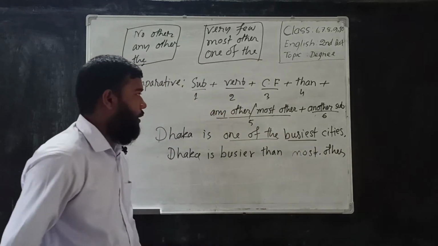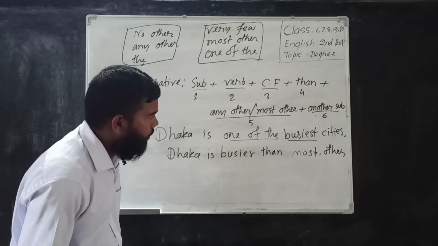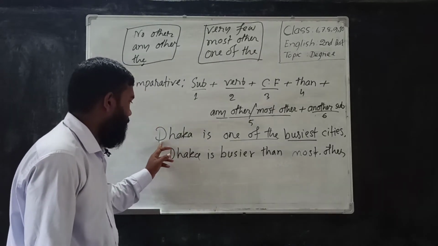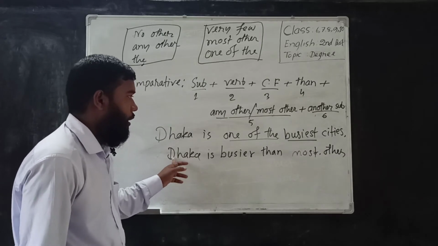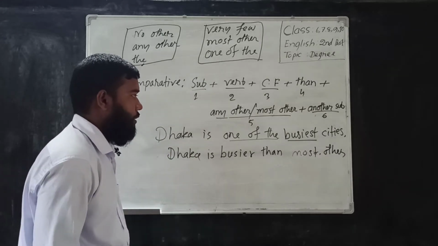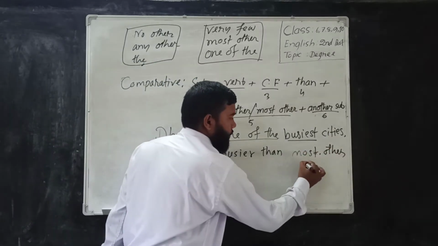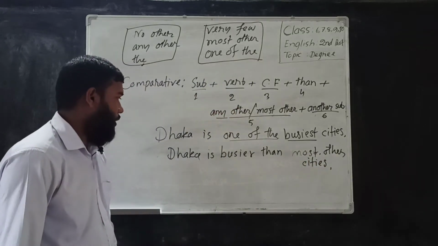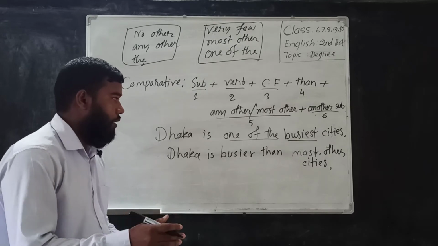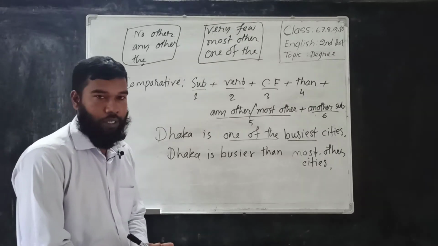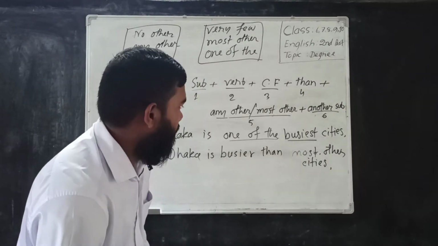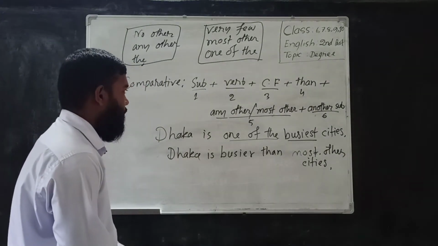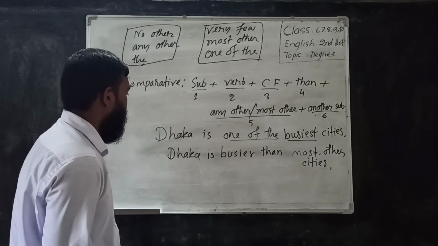Fifth is complete. Next, sixth step, another subject. We have taken Dhaka as subject. There you will find another subject. That's cities. Okay, the answer is: Dhaka is busier than most other cities. Hope that you got it. Now I will write down another sentence and it will be positive.